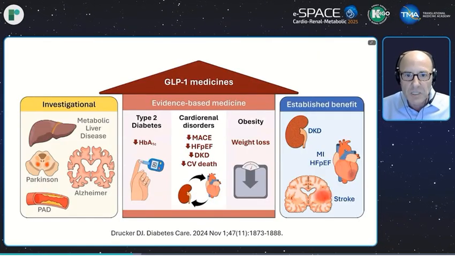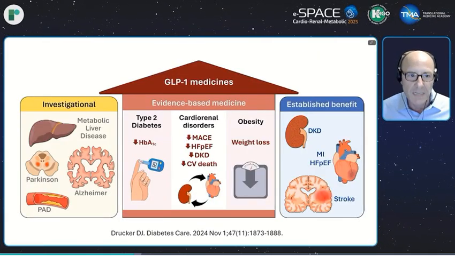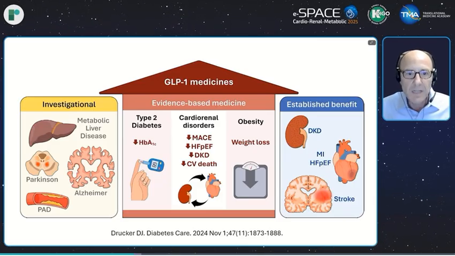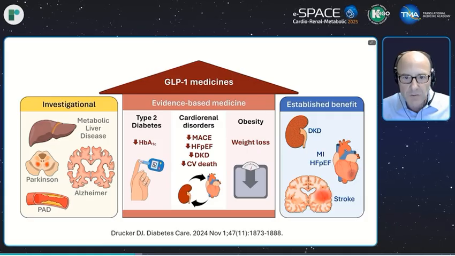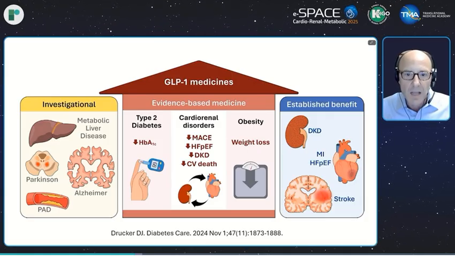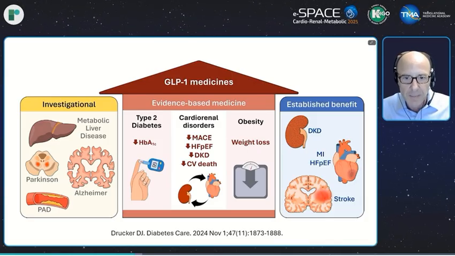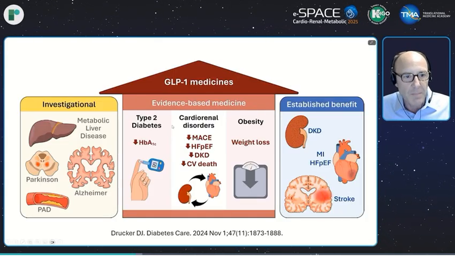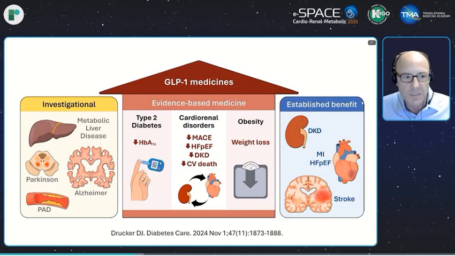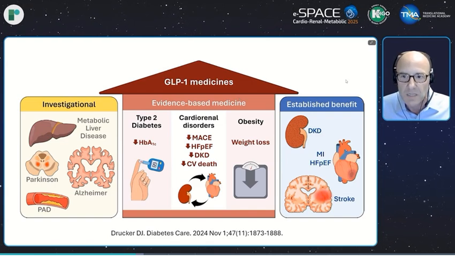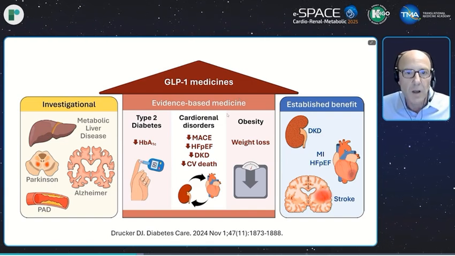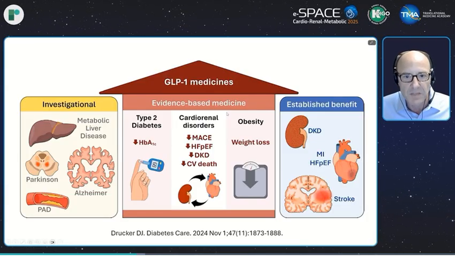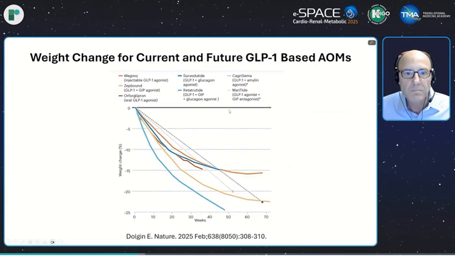But we know now that the GLP-1 medications have tremendous benefit, not just for diabetes and weight loss, but we're seeing improvement in major adverse cardiac events, in HFpEF and heart failure and kidney disease, and then potential benefits in metabolic liver disease and in neurologic diseases and peripheral artery disease, stroke. And so these medications really are treating the entire metabolic system and have benefits on multiple complications.